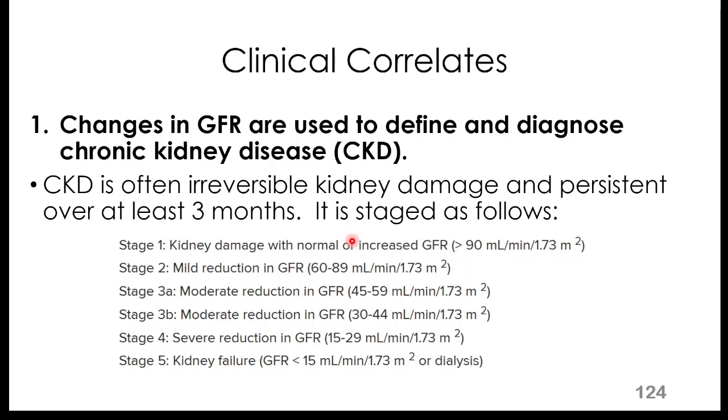We should note that changes in GFR are used to define and diagnose chronic kidney disease, right? And chronic kidney disease is just the irreversible kidney damage, which is persistent over at least 3 months, and it is staged as follows. There are 5 stages. Stage 3 has A and B, and the stages are as listed here. So in stage 1, there's already kidney disease, but the GFR may be normal or actually increased. Stage 2 has a mild reduction, in which GFR is between 60 to 89 milliliter per minute per 1.73 meter square, and so on.